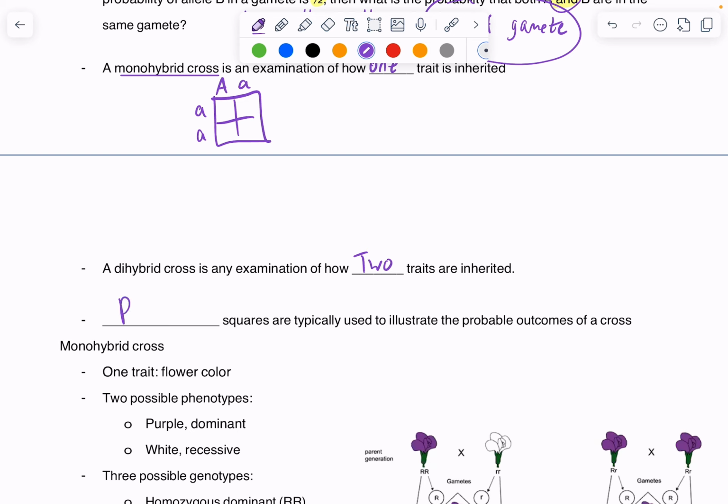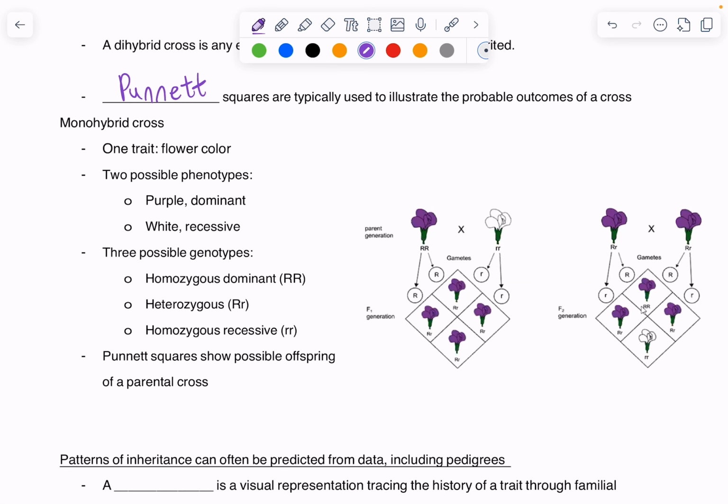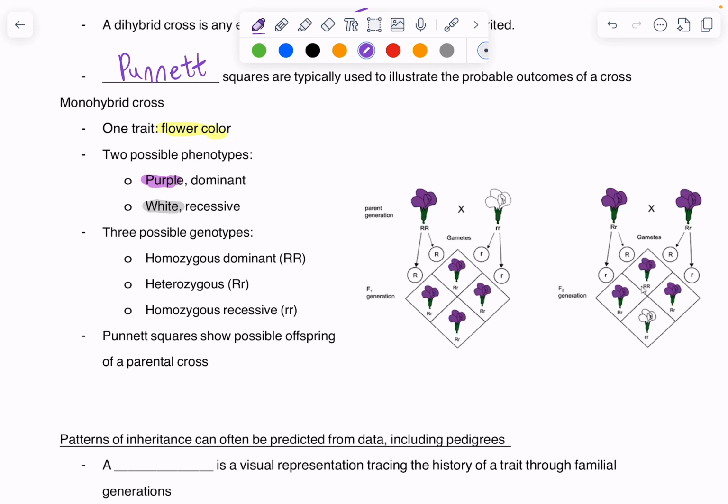And these Punnett squares that everybody loves are typically used to illustrate the probable outcomes of a cross. So here we have a monohybrid cross. We have 1 trait. Here we're looking at flower color, with 2 outcomes. We have purple, which is the dominant trait, and white, which is recessive. So 2 possible phenotypes, but 3 possible genotypes: homozygous dominant, big R, big R; heterozygous, big R, little r; or homozygous recessive, little r, little r. And so we can calculate this as we need to.